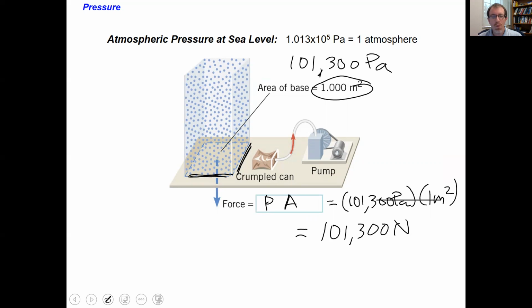This is exactly what will happen if we have, say, some can, which you can see, the crumpled can right there. If we have some can and we evacuate it, we take the air out of the inside of that can with a vacuum pump. If we do that well enough, the pressure inside the can will be reduced enough so that the air pressure outside the can actually crumples it because of the difference in pressure between the outside walls and the inside walls of this can. Okay.